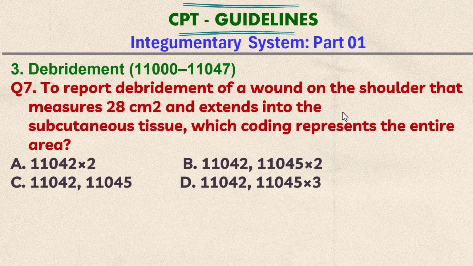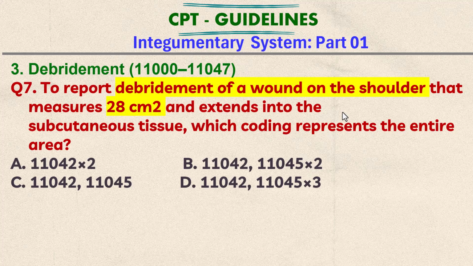Question number 7. To report debridement of a wound on a shoulder that measures 28 centimeters square and extends into the subcutaneous tissue, which coding represents the entire area? So there are 4 answers available. First, let's highlight the important terms. So here the important terms are debridement of wound of the shoulder and the area is 28 centimeters.